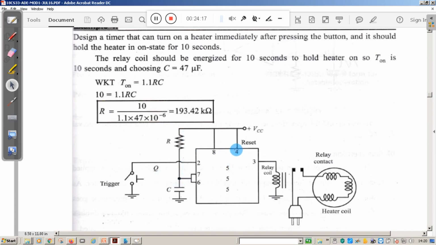With this, students, we have completed the monostable multivibrator. In the next class we will see the astable multivibrator and related problems.